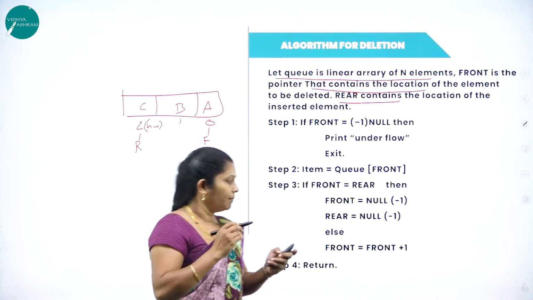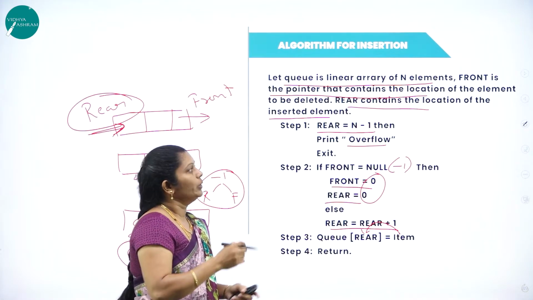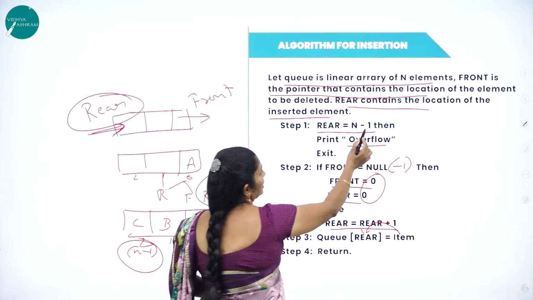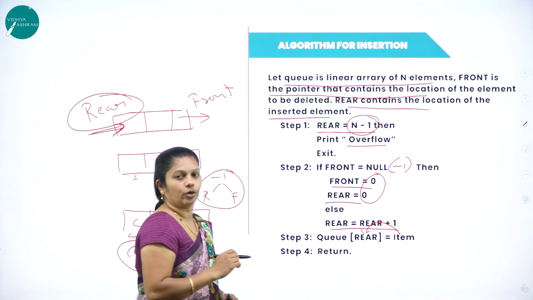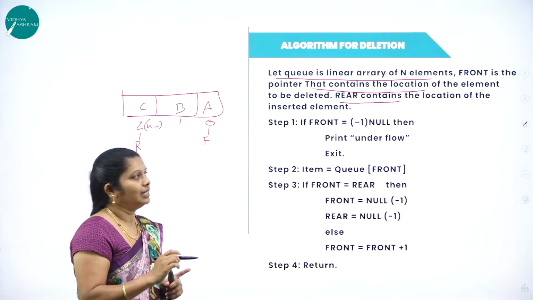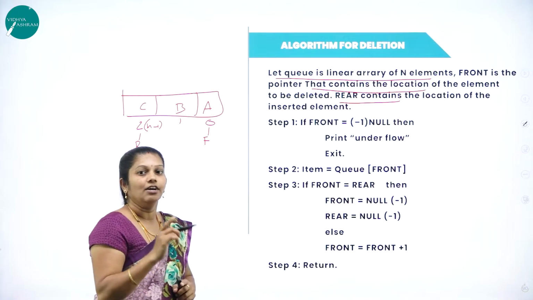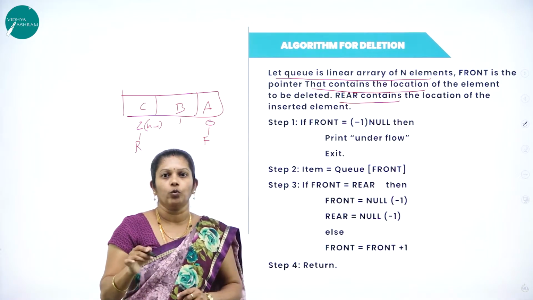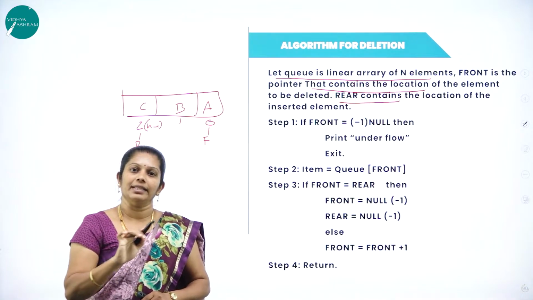or not. Whereas in the previous algorithm, if I want to insert any element, then I have to check whether the rear is n minus 1 or not, whether it is full or not, that way to check. If I want to delete any element, then I have to check whether the front equals minus 1, then underflow, we are not able to remove any element.